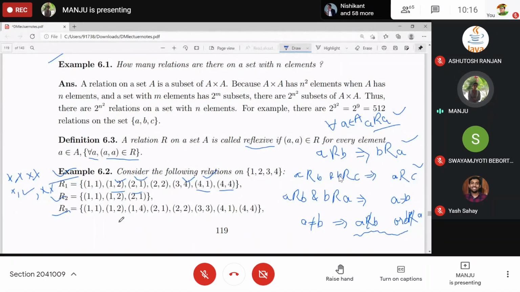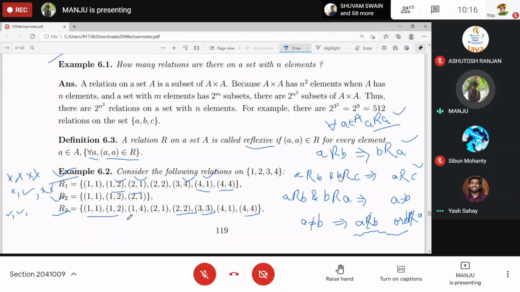What about this one? Reflexive? 1 1, 2 2, 3 3, 4 4. Reflexive. Symmetric? Yes, ma'am. Symmetric. 1 2 is there, 2 1 is there. 1 4, 4 1. So symmetric. Transitive? Yes, ma'am, transitive.